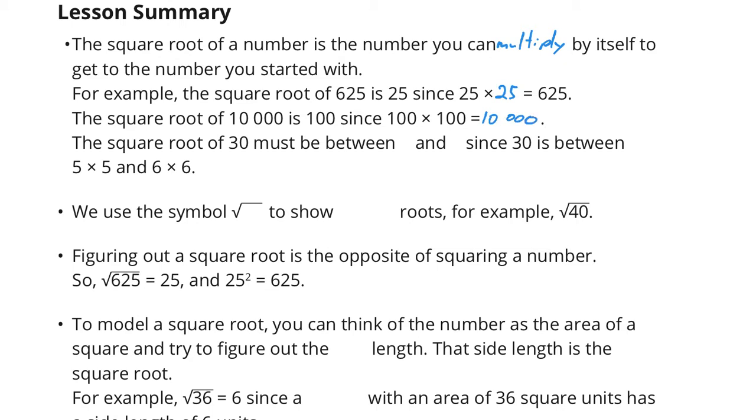The square root of 30 must be between something and something, since 30 is between 5 times 5 and 6 times 6. So it has to be between 5 and 6. We use the symbol, the radical symbol, it's called, to show square roots. For example, square root of 40.